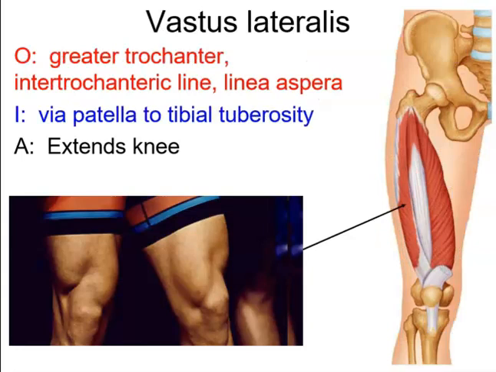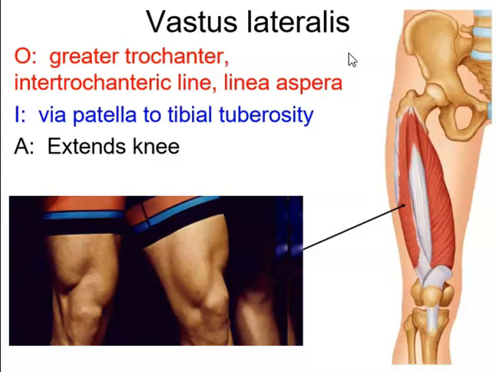The next muscle in the quadriceps group is vastus lateralis. Now, as its name implies, this muscle is located laterally within the thigh. Origin of the vastus lateralis muscle is the greater trochanter of the femur, as well as the intertrochanteric line and the linea aspera. Its insertion is via the patella to the tibial tuberosity on the tibia, and its action is to extend the knee.